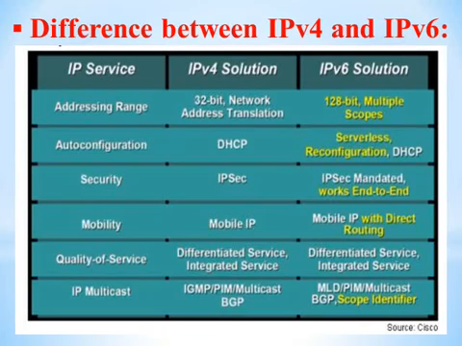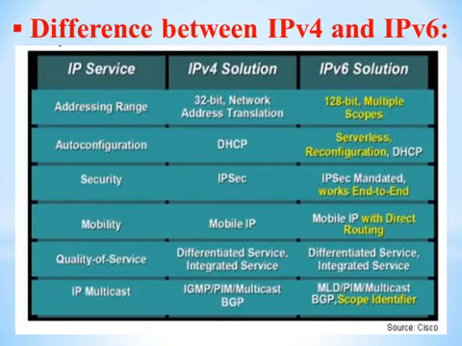Now at last let's move towards the difference between IPv4 and IPv6. We have three columns: in the first column we have the IP service parameters, and in the second and third columns we have the IPv4 and IPv6 solutions provided by those protocols. The first service is addressing range. In IPv4 there is 32-bit network address translation, whereas in IPv6 there are 128-bit multiple scopes.